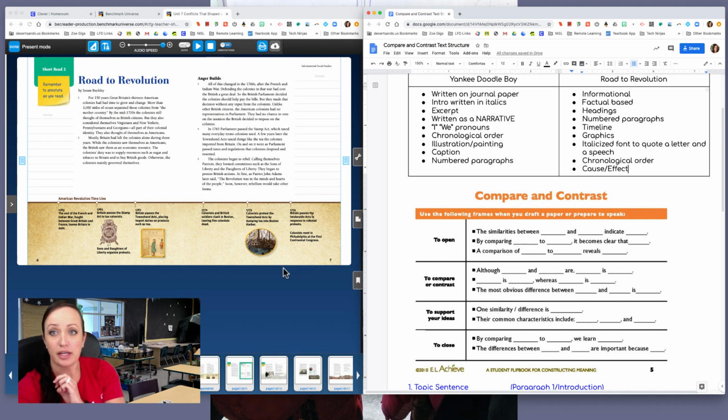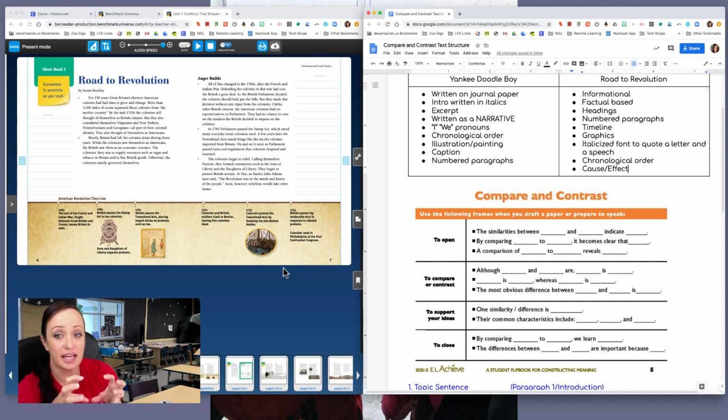Yankee Doodle Boy is written, and this would be contrasting, so just to say how they're different, is written as a journal entry, whereas Road to Revolution is written as an informational piece. So that's how I can say how they're different. Or I can also say the most obvious difference between Yankee Doodle Boy and Road to Revolution is how they are, one is written as a narrative and one is written as informational.